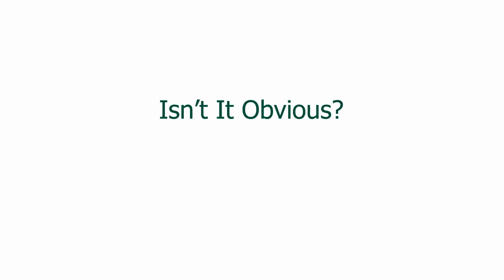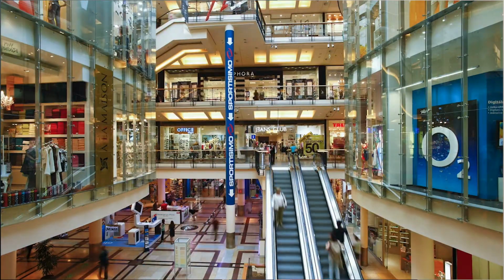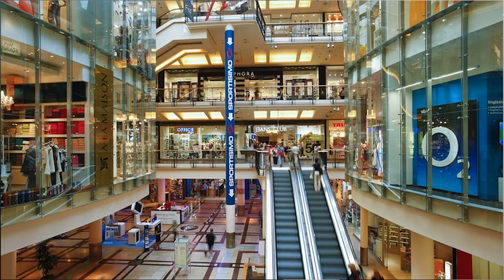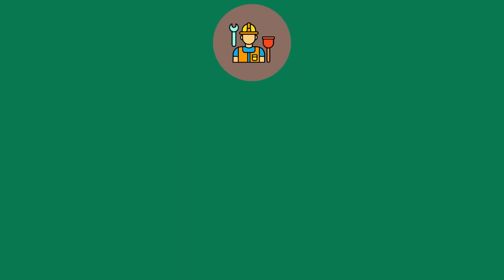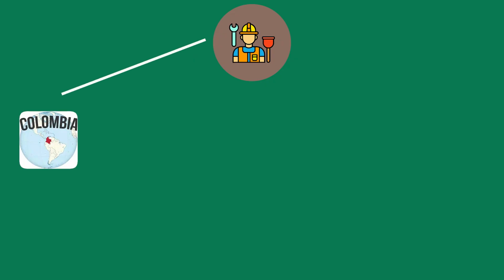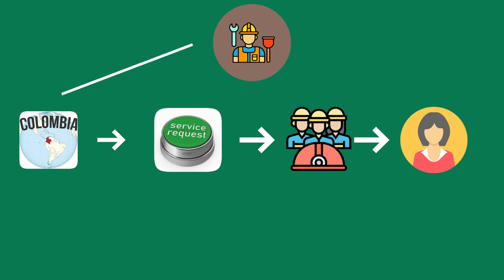Isn't it obvious? You may be thinking this is a silly topic. Isn't it obvious what GST HST rate you should charge? And yes, it can be if you are selling goods or services to customers in the same province that you live in. For example, Greg is a plumber and lives in British Columbia. Greg gets service requests and does the physical labor at his customer's location, all of which are in British Columbia.